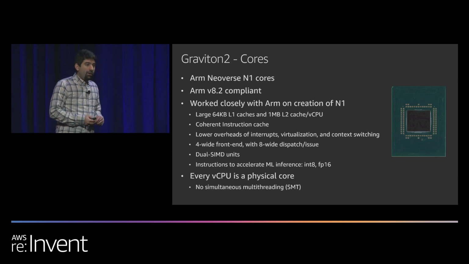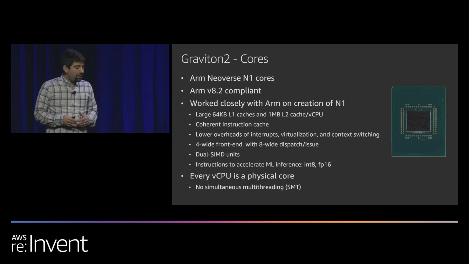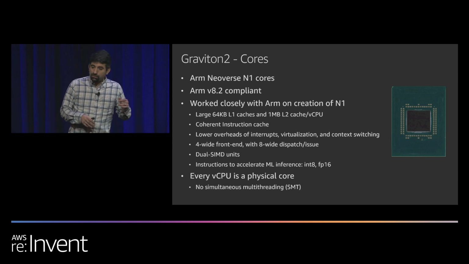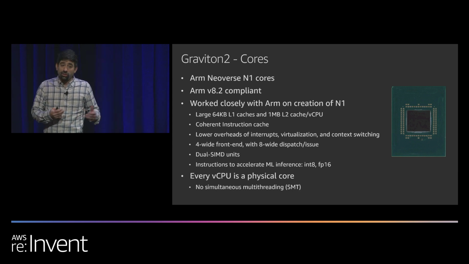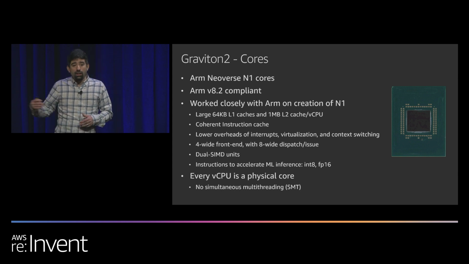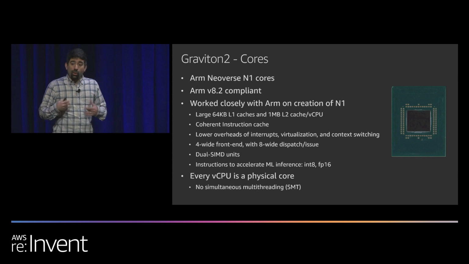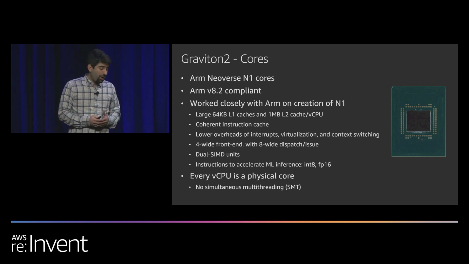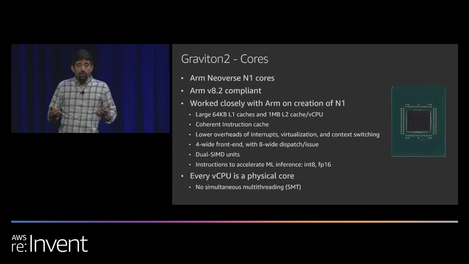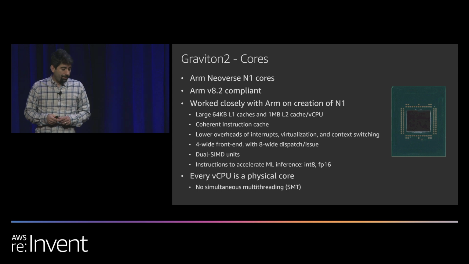From the actual technical details, it's got a 4-wide front end, so it can fetch and decode 4 instructions at a time, and it can issue 8 in the back end. It's got twice the number of SIMD units as our first Graviton processor, and those SIMD units have specific instructions to accelerate INT8 and FP16 that's used for machine learning.